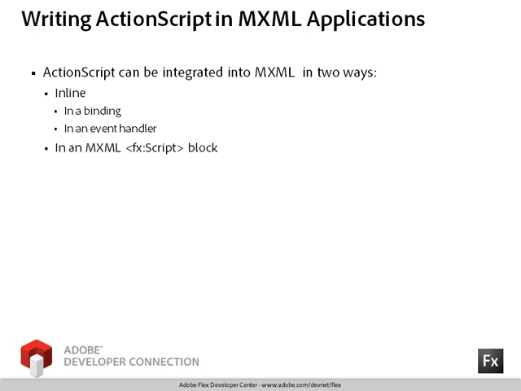The second way to integrate ActionScript into your MXML application is to add it in an MXML script block. By convention, any event handler with more than one line of code should be referenced as an event handler function in an MXML script tag block. This keeps the code cleaner and enables the code to be reused.